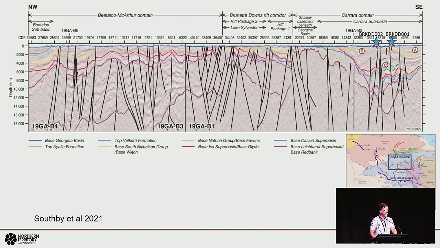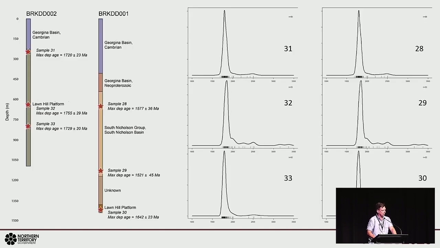All right, so for these two drill holes, there were 6 detrital zircon samples collected. In the drill hole on the left, it starts off with Georgina Basin at the top of the drill hole, and it drills into the Lawn Hill platform. The drill hole on the right also starts off in the Georgina Basin, goes down into the South Nicholson group, and then at the bottom of the hole, there's Lawn Hill platform.